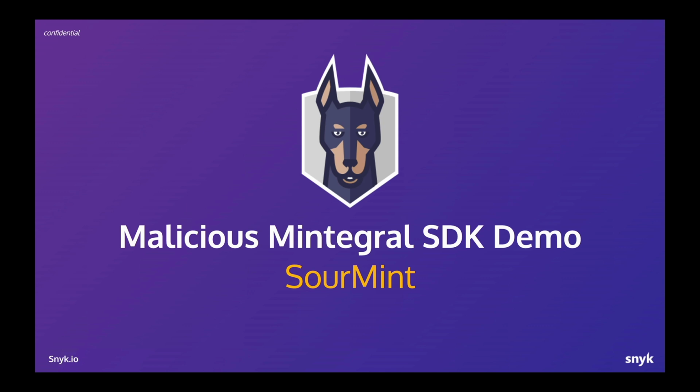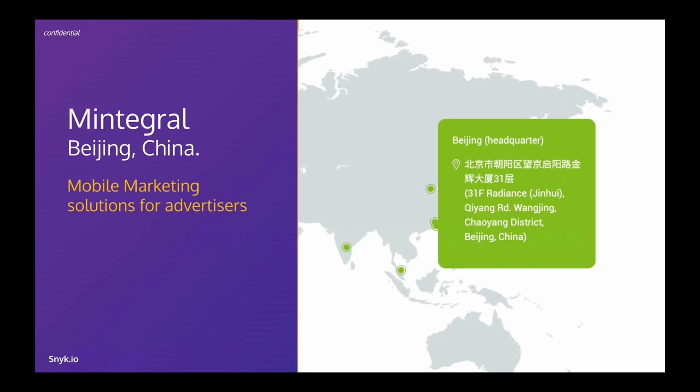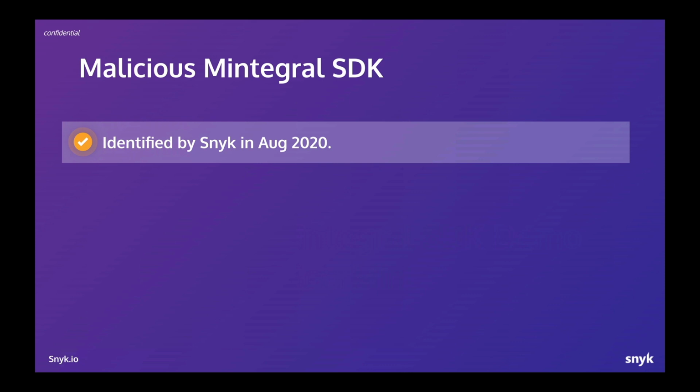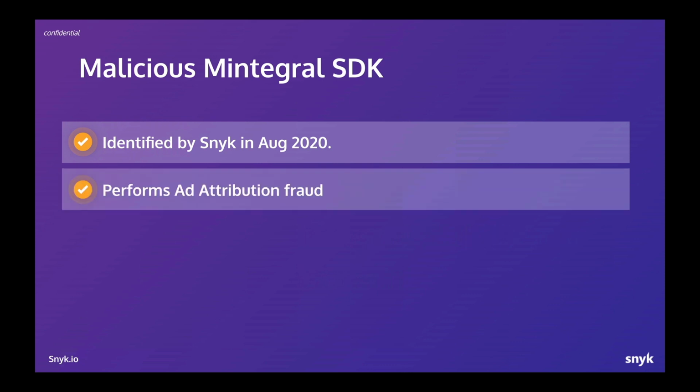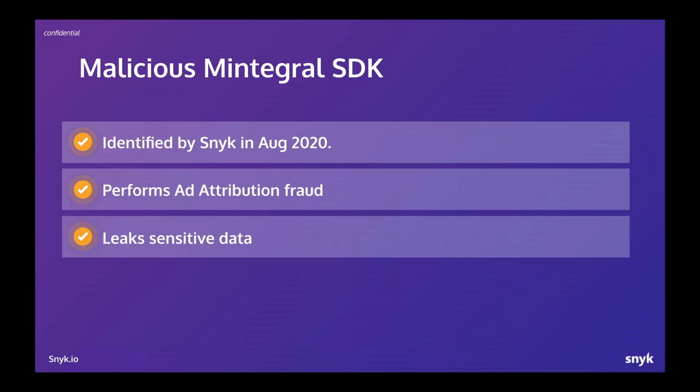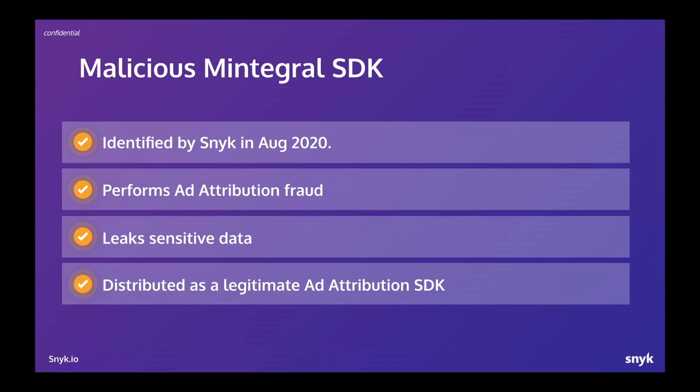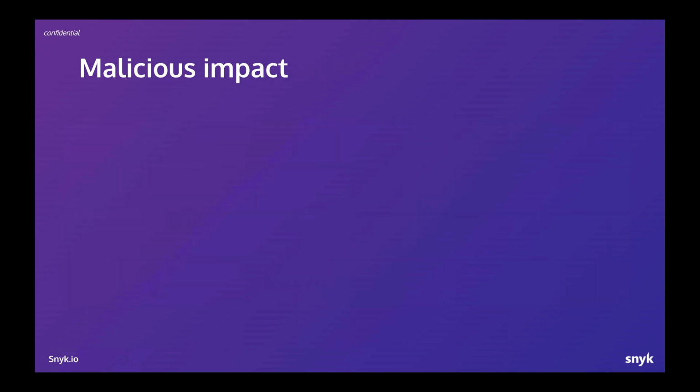In this short video, we'll demonstrate the SourMint Malicious SDK, which was distributed as a legitimate ad SDK by the Chinese company Mintegral. In August 2020, Snyk identified that the Mintegral SDK performs malicious activities like advertisement attribution fraud and leaking sensitive data. This video demonstrates the latter. The SDK is distributed as a legitimate ad attribution SDK, but it holds malicious functionality, hence the name SourMint.